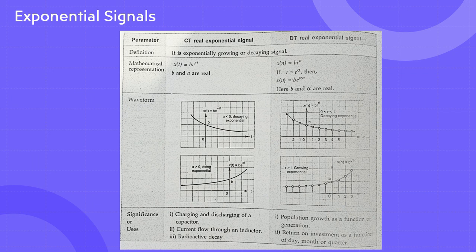So the significance of this signal will be, firstly, for the continuous time real exponential signal, what will happen? The charging and discharging of a capacitor can be represented by a continuous time exponential signal, right? When my capacitor is either charging or discharging, at the discharging you will see this decaying exponential, and at the charging time you will see this rising exponential. You can demonstrate the charging and discharging of a capacitor with the help of the continuous time real exponential signal.